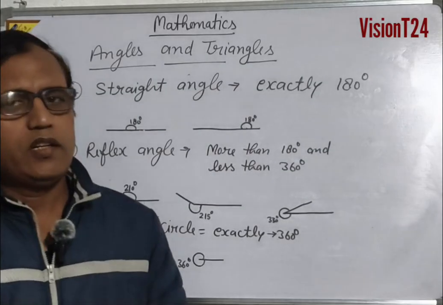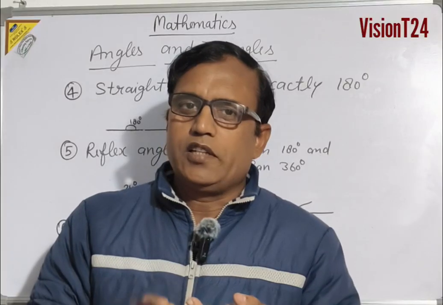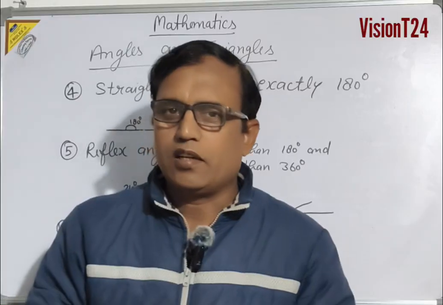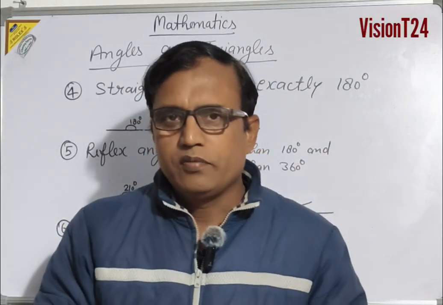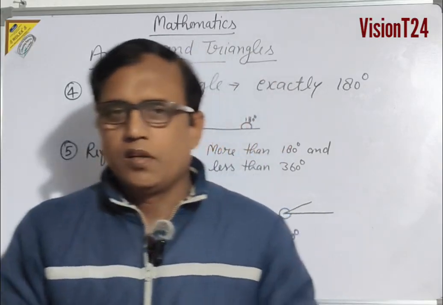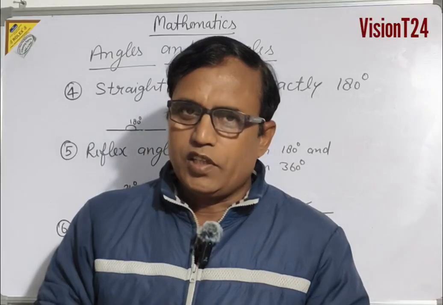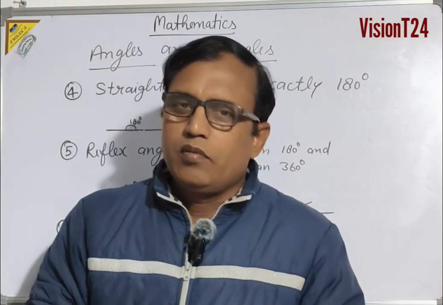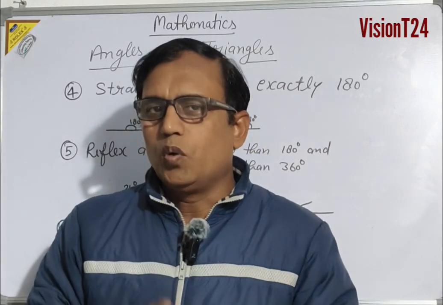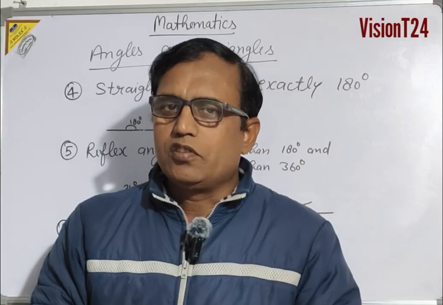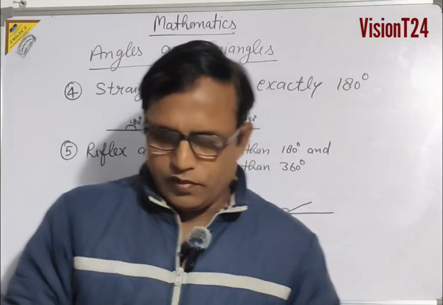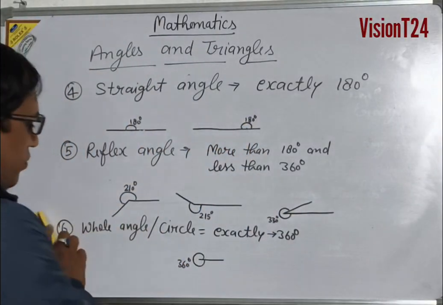So how many types are there? First one is acute angle, that is less than 90 degree. Second is right angle, that is exactly 90 degree. Third is obtuse angle, that is more than 90 and less than 180. Fourth one is straight angle, that is exactly 180. Then reflex angle, more than 180 and less than 360. And the last one, whole angle or complete angle or circle, this is exactly 360, class. Okay, got it?